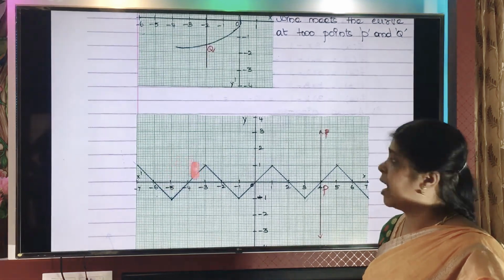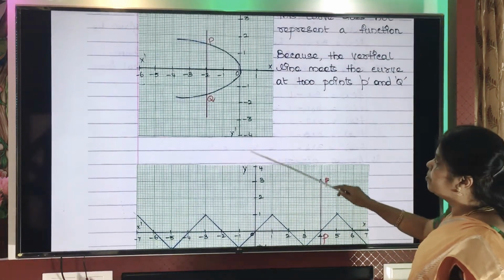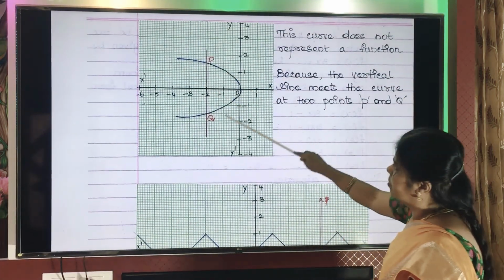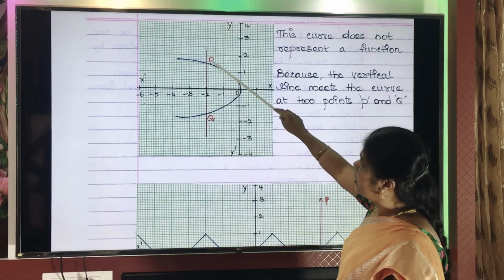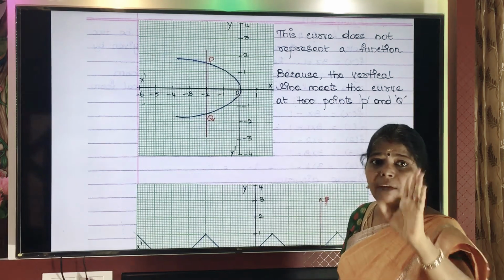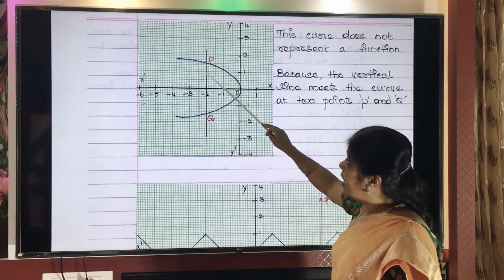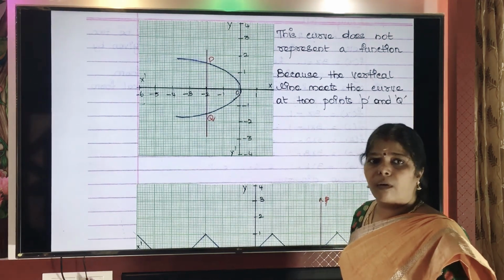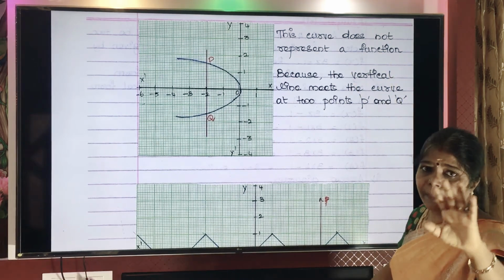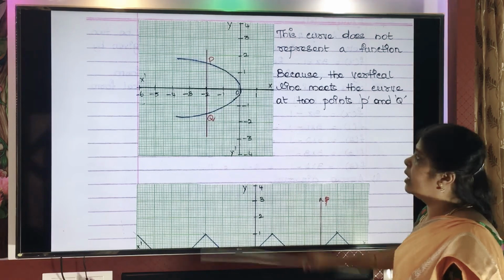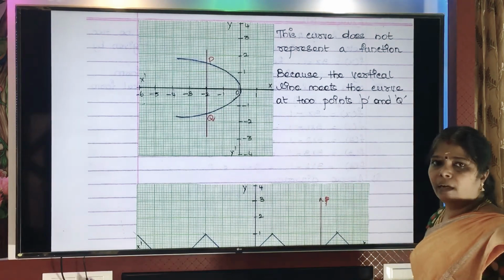I am a bit fast. Come down. This is the blue color curve. Red color is the vertical line. Again, see here. In how many points is it meeting? More than 1 point. It is meeting at P as well as at Q. So again, this curve will not represent a function because the vertical line meets the curve at more than 1 point.